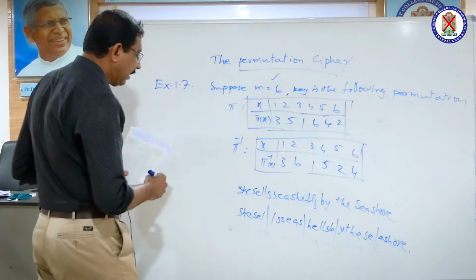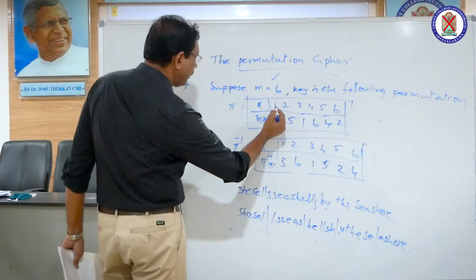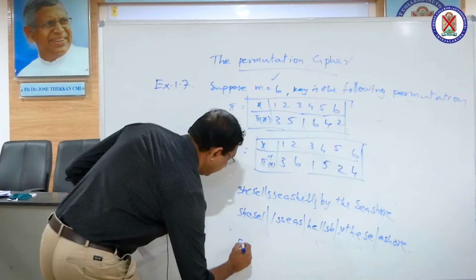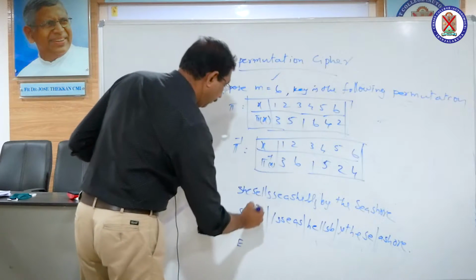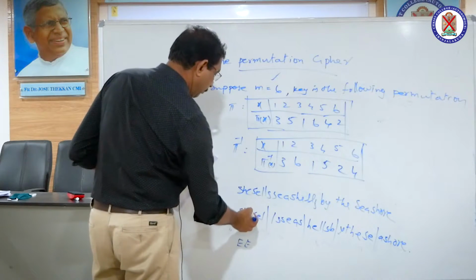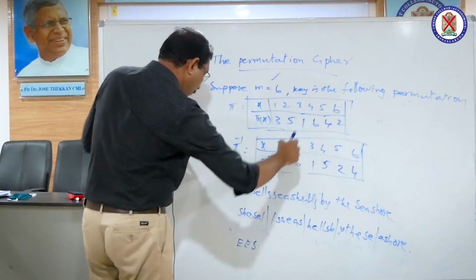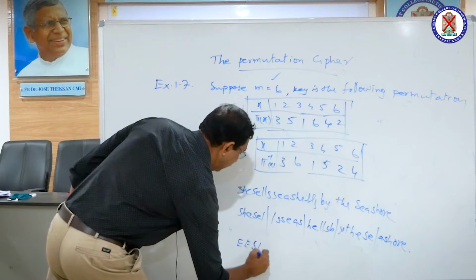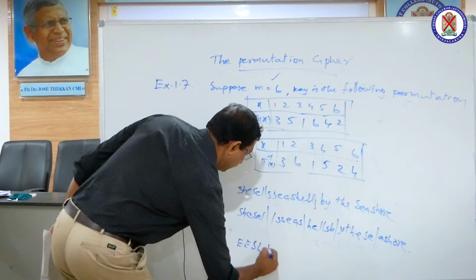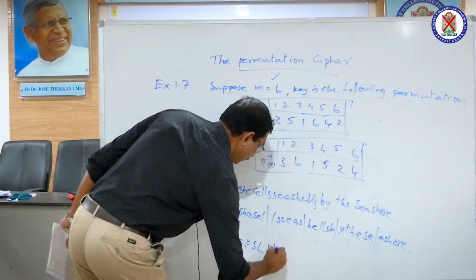Then for decryption: the first one goes to the third one, that is E, then the second goes to the 5th one, again E, the third one goes to the first one, that is S, the fourth one goes to the 6th, that is L, the fifth one goes to the 4th, that is S, and the 6th one goes to the 2nd, that is H.